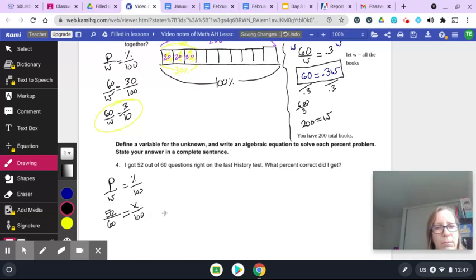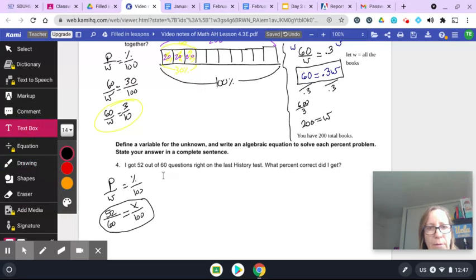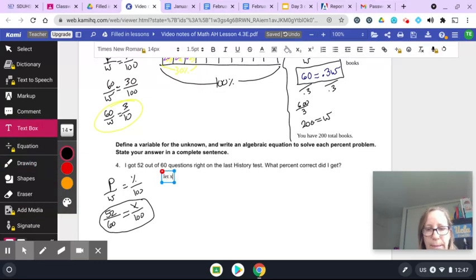So that is my equation. It's not lovely yet, but that's my equation. I can write it different ways. I have to define my variable. Let x equal percent correct.